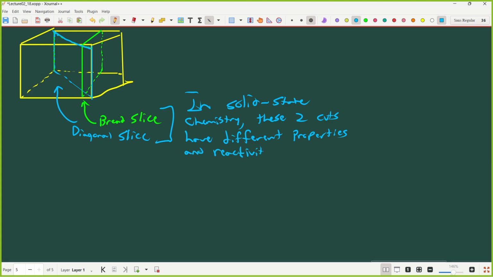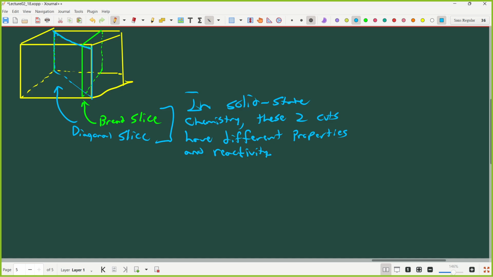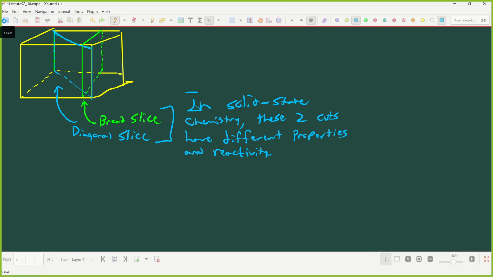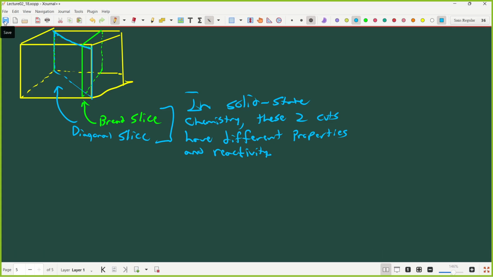I highly recommend you take solid state or advanced inorganic here in the department if you're interested in this concept. I obviously don't have time to talk about this. But it turns out, because a solid is not translationally invariant, which means that different cuts have different densities and different properties. If I cut a traditional loaf of bread down the middle and take that slab out and use it, it has different reactivity than if I were to cut the crystal along the diagonal.